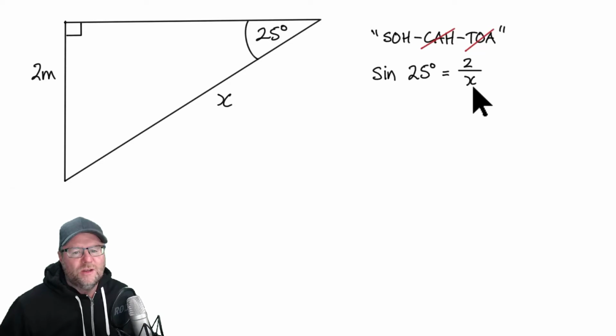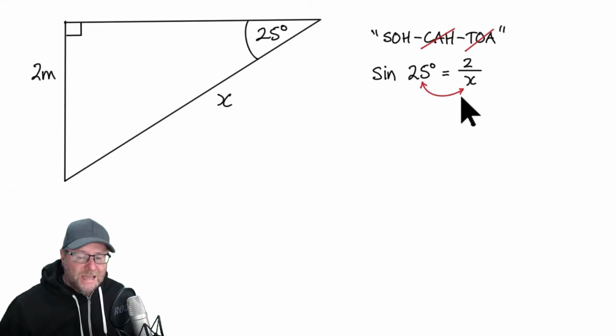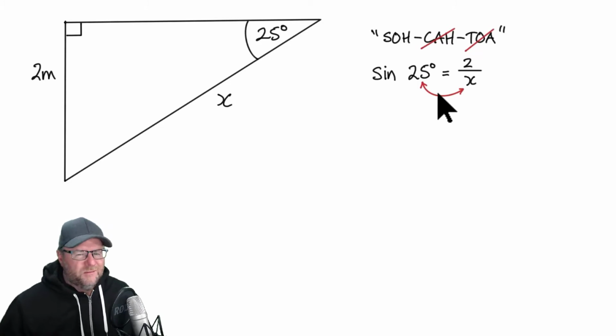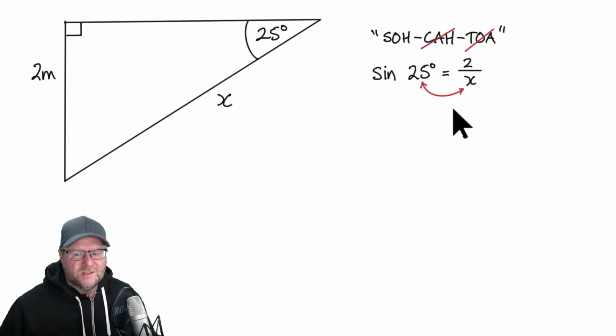If the unknown is on the bottom, we simply swap it with the trig ratio. We swap the x and the sine 25. Now, it's a shortcut. And towards the end of this video, if you're interested, I'll show you the actual algebra that's going on. But the shortcut works, and it's just as easy. If the unknown's on the bottom, swap them.